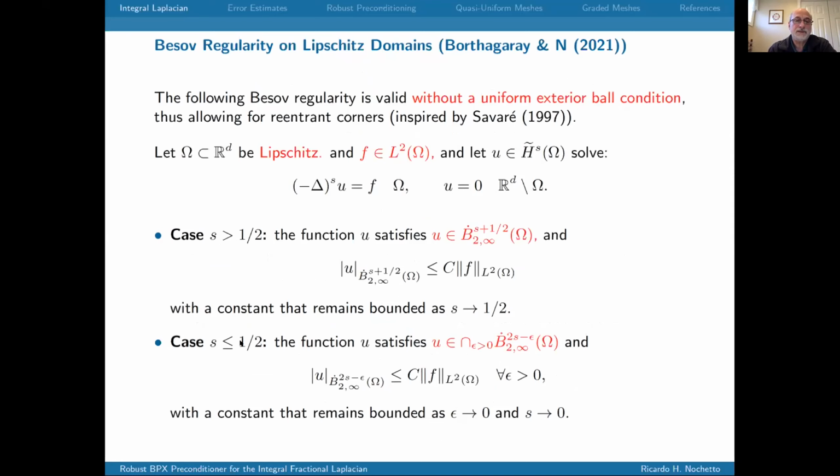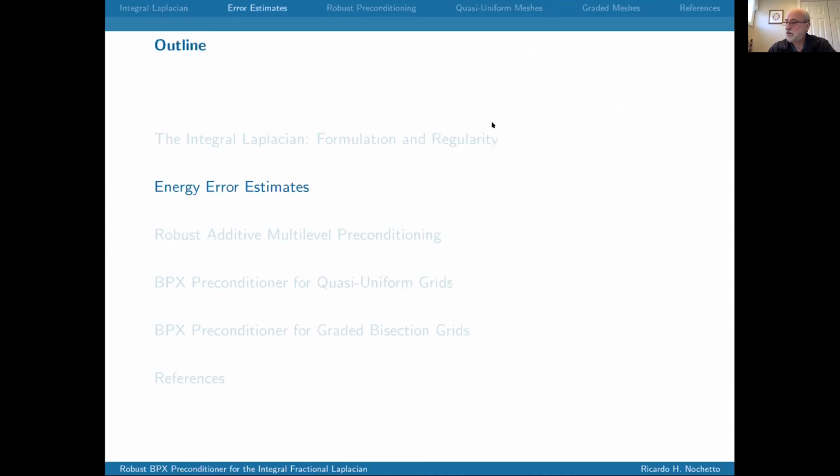And if S is less or equal to half, then you have the pickup to S that is consistent with the previous regularity. So this is a new result and is inspired by a technique by Savaré, developed years ago.